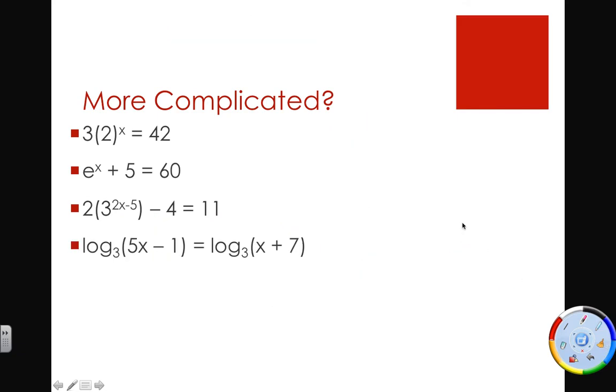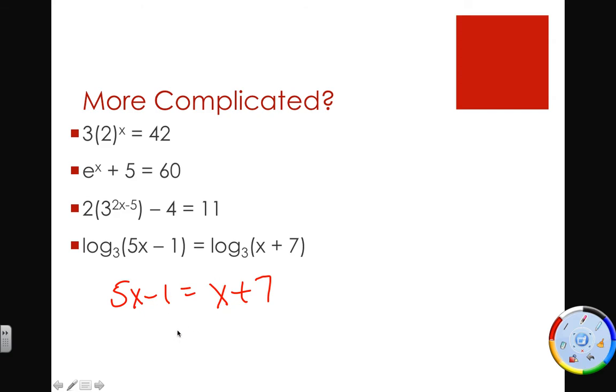Let's see. Log base 3 of 5x minus 1 equals log base 3 of x plus 7. And some of you are going to look at this problem and go, what the hell? This problem seems way too hard. But you forgot already about the one-to-one property. Since I have log base 3 of something equals log base 3 of something, that just tells me that 5x minus 1 equals x plus 7. It is actually as easy as that.